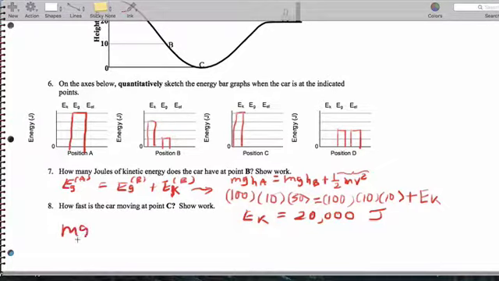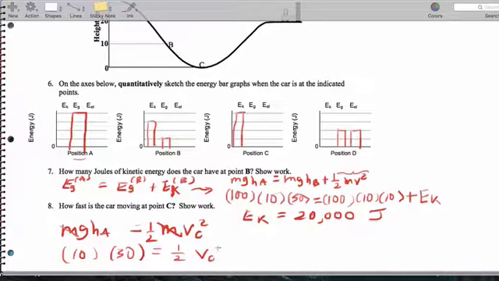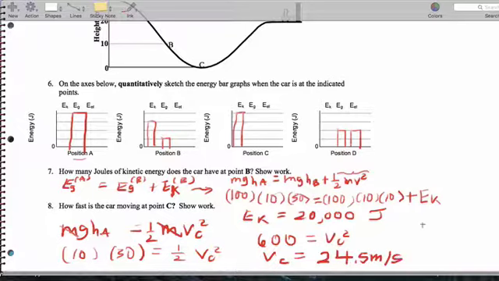And we want to know how fast the car is moving at point C. So mgha here gets entirely converted into kinetic energy at point C. I can cancel the m's here, and I'll get 10 times 30 equals 1/2 times Vc squared, or 600 is Vc squared, so Vc ends up being 24.5 meters per second. Oops. So that's it for the second page of the exam.